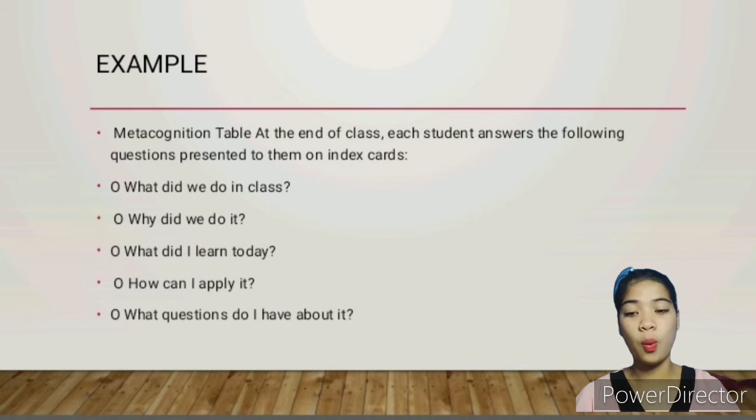The questions are: What did we do in class? Why did we do it? What did I learn today? How can I apply it? What question do I have about it?